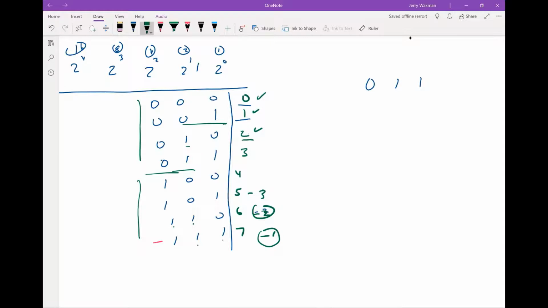In what sense? I suspect that if I add him to a 3, I'll get a 0. Let's see. 1, 0, 1. So 1 and 1 is 0, carry the 1. 1 and 1 is 0, carry the 1. 1 and 0 is 1. 1 and 1 is 0, carry the 1. We throw it away because only 3 bits. So in fact, it does behave like a minus 3. So it's almost as if we're folding the numbers on each other, right?